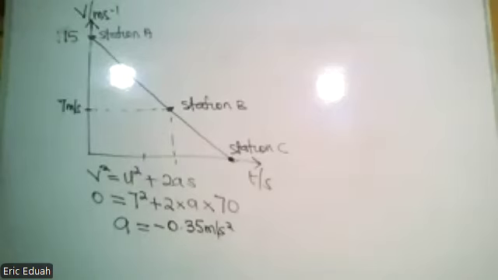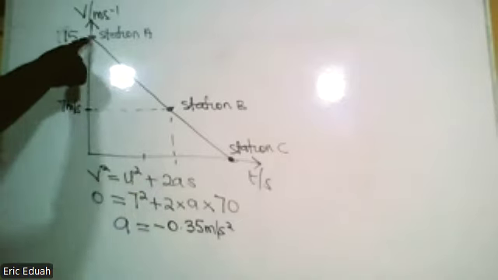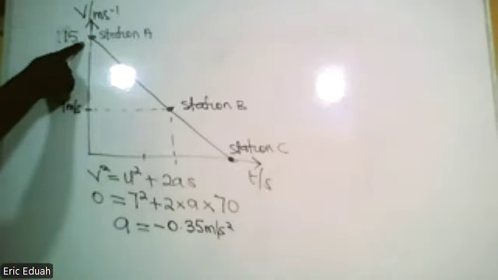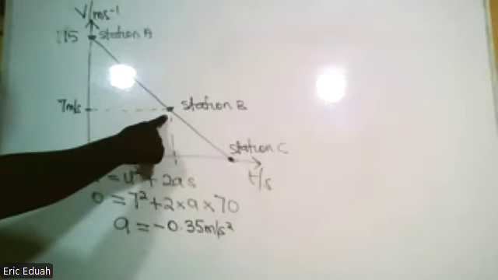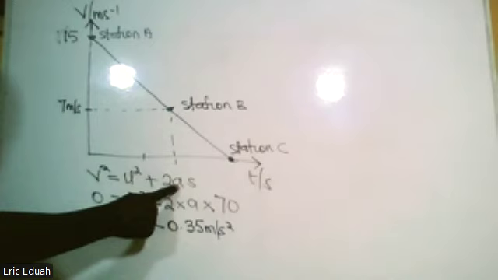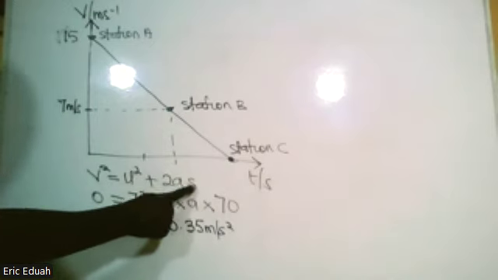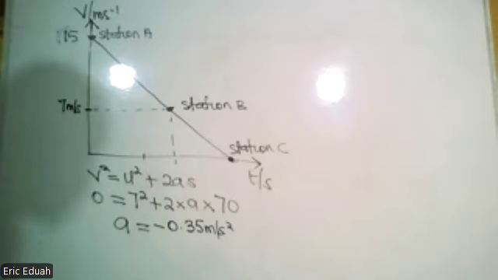Okay, so if this is what we've had for the uniformly decelerated motion, then we can now go ahead to find the distance between station A and station B using the same equation, because we found A. We know the initial velocity at station A. We know the final velocity at station B. We found A. So we can find S. Quickly do that for me.